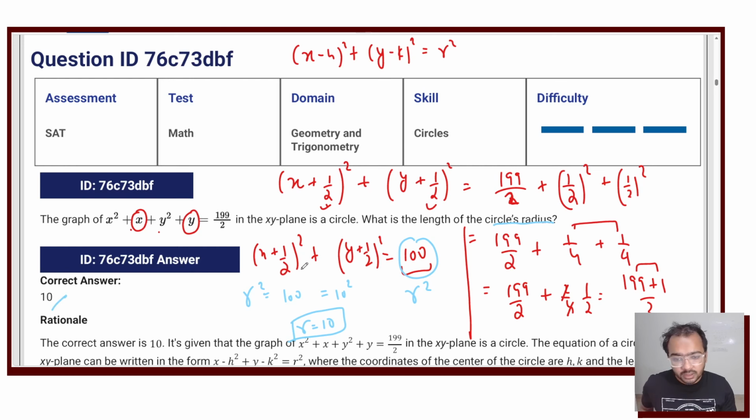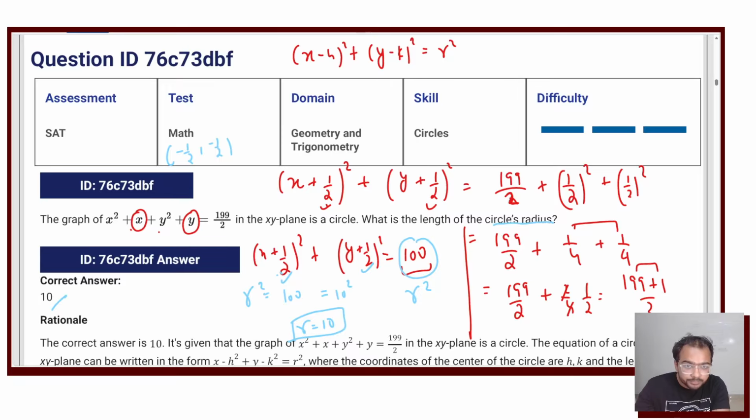This way you can also figure out the coordinates of the center. So whatever you have here, the coordinates of the center will be, just take negative of this. This will be negative half and negative half. Whatever you have here, change sign of these numbers. That will give you the coordinates. But this took a lot of time. I'll tell you the Desmos way.